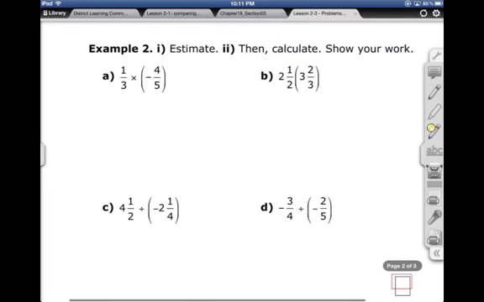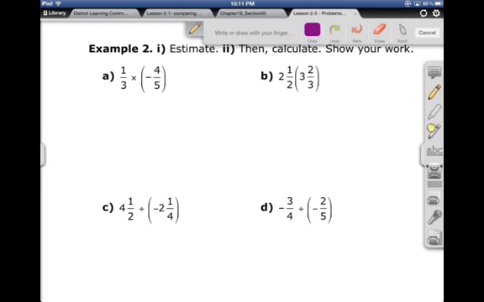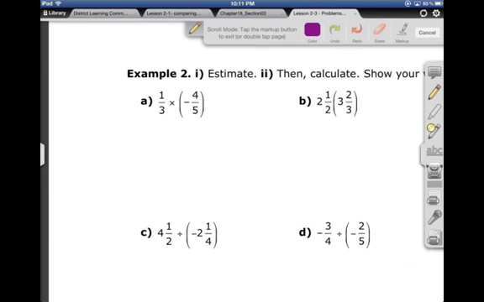Let's look at a few of these. As I said before, I don't really have a lot of time for the estimates. This is multiplication, and this is where a lot of the work backs off, because when we multiply, we don't have to get common denominators. Here's a neat example of why this is so. Just a quick example, and I'll erase it.